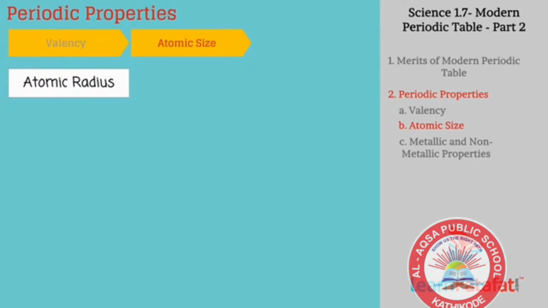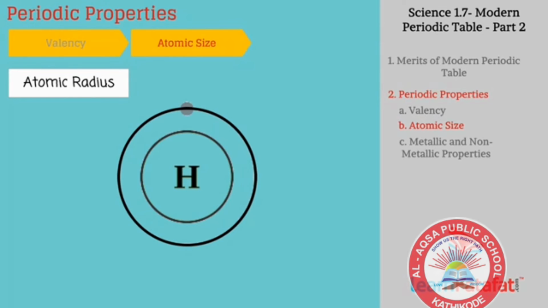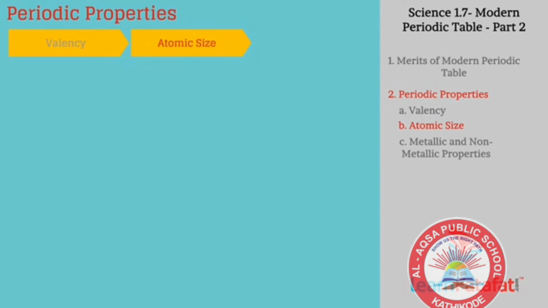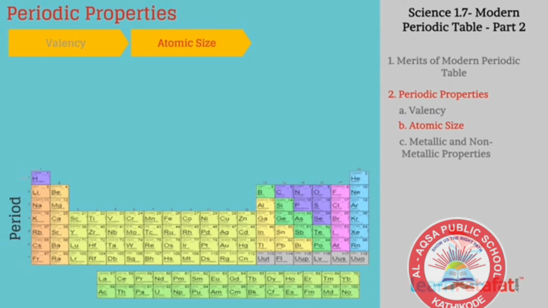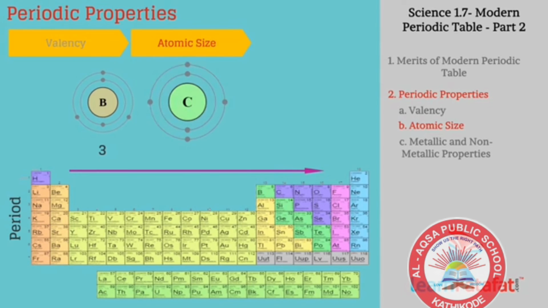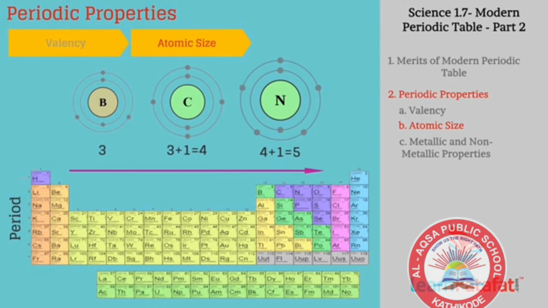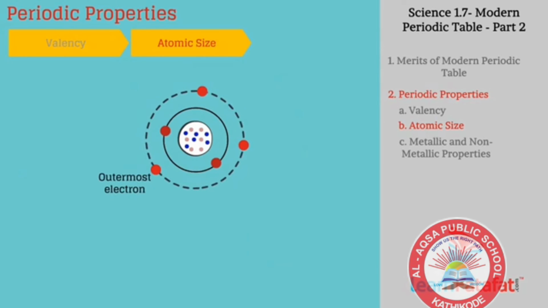Atomic size is determined by atomic radius. Atomic radius is the distance from the center of the nucleus to the outermost shell. This is the atomic radius of hydrogen. We can see that atomic radius decreases in moving from left to right along a period. This is due to an increasing nuclear charge, which tends to pull the electrons closer to the nucleus and reduces the size of the atom.